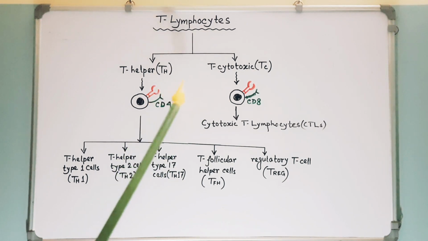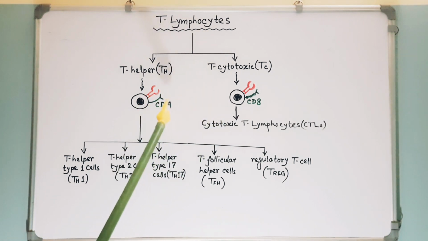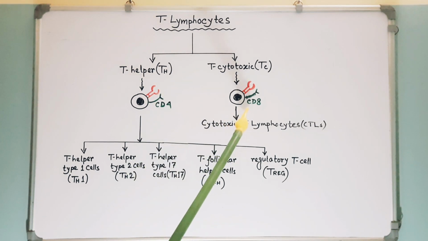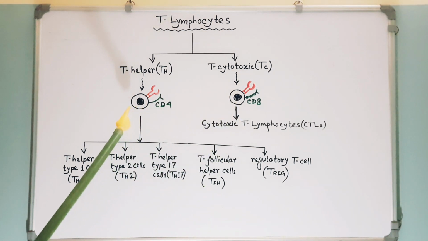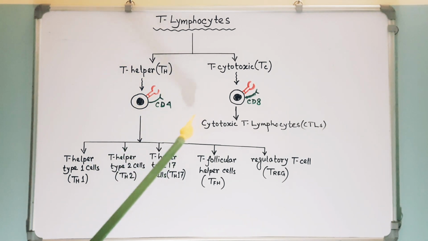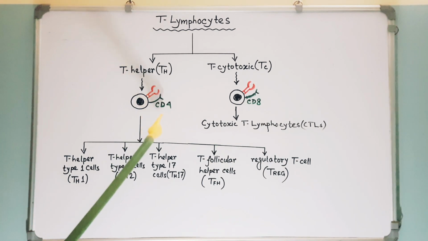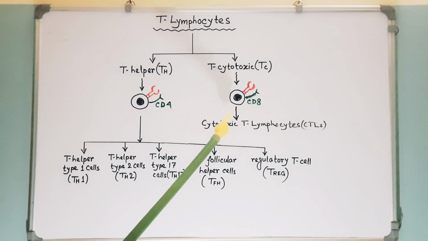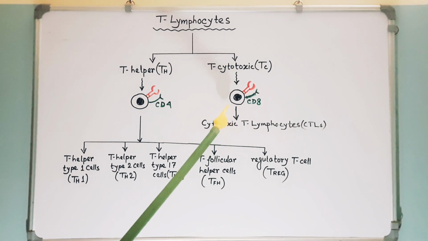T helper cells and T cytotoxic cells can be distinguished from one another by the presence of either CD4 or CD8 membrane glycoproteins on their surfaces. Th cells display CD4 on their membrane and recognize antigen in complex with MHC class 2. Tc cells display CD8 on their membrane and recognize antigen in complex with MHC class 1.